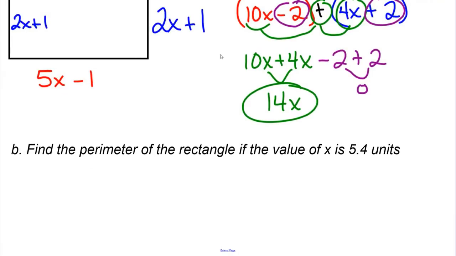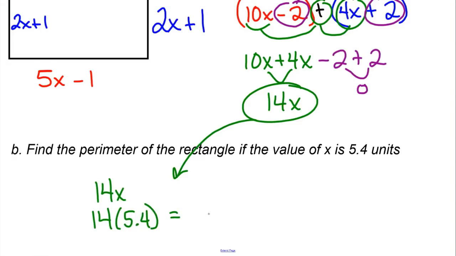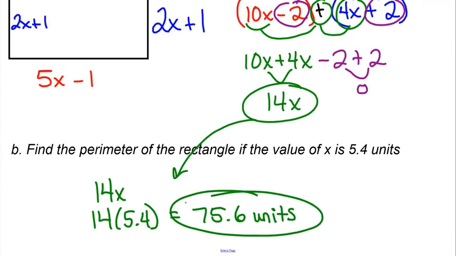Then it says find the perimeter of the rectangle if the value of x is 5.4 units. So now I'm going to use this simplified expression and substitute 5.4 in for x. 14 times 5.4 is 75.6 units for the perimeter if x is 5.4. Okay, so adding linear expressions, pretty easy to do. Again, combining like terms in each expression.